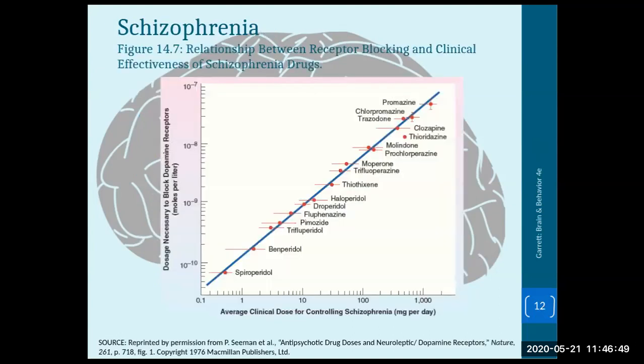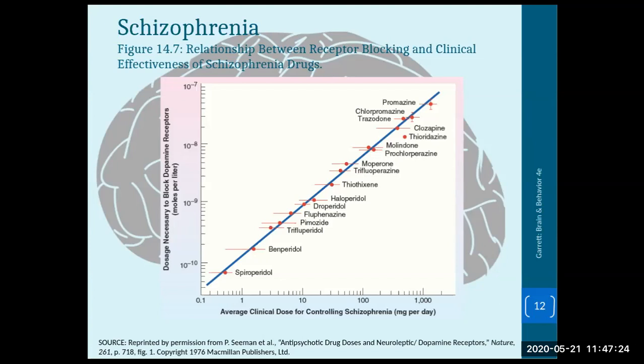I'm not going to spend too much time on this, but this is just looking at the relationship between certain receptor blocking of certain medications and the clinical effectiveness. At the very bottom, you need a lower dose of spiroperidol. At the top, you see chlorpromazine, clozapine, promazine, where you need a much higher dose. Haloperidol is somewhere in the middle. These are just antagonists that block those D2 receptors and how effective they can be based on doses.